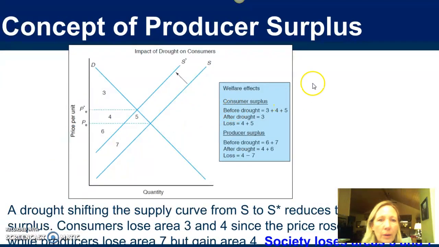Okay, so if we look at this idea of producer surplus, we can see that a shift in supply to the left, remember supply is created by the producer, a shift in supply to the left, which would be caused by a drought, would decrease the amount of consumer surplus and would also decrease producer surplus. But producers would gain a little bit because, of course, prices would be higher. The idea here is that a drought would cause a supply shift to the left.